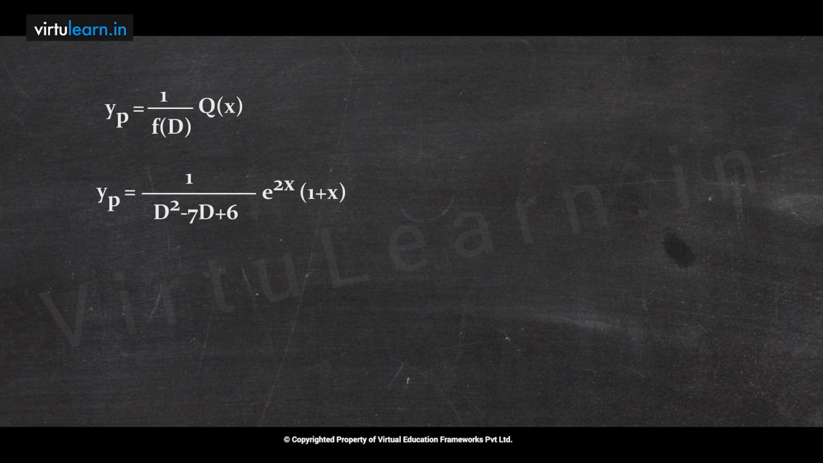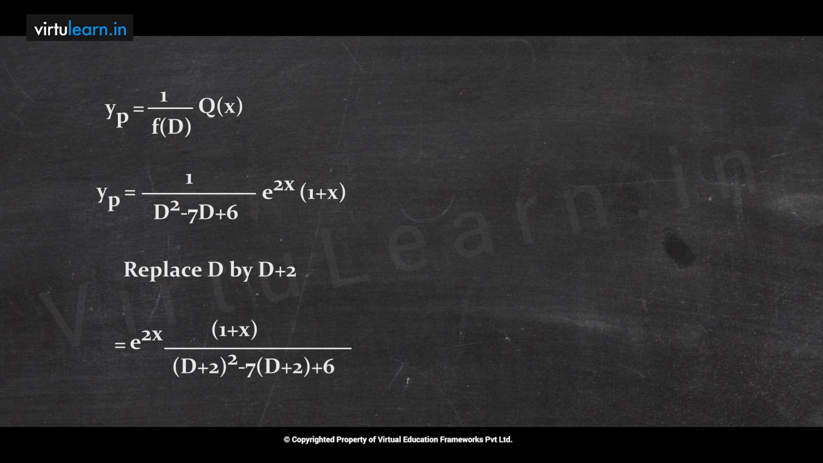Then I want to write e power 2x outside of this particular integral 1 by f of D. If you want to write like that, then replace D by D plus 2. Means if the coefficient is a, then the general method is replace capital D by D plus a. Now I am writing e power 2x outside, then you have to replace D by D plus 2. Wherever D is there, simply write D plus 2: 1 by (D plus 2) whole square minus 7 (D plus 2) plus 6, into 1 plus x. Already I wrote e power 2x outside of this integral.